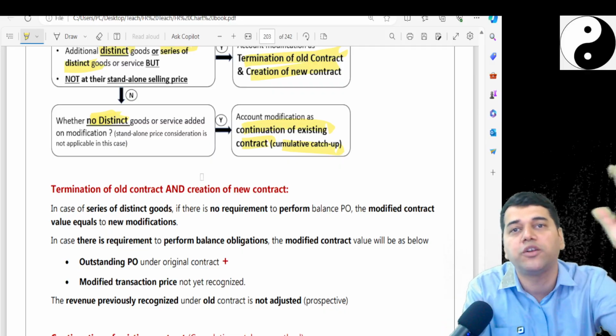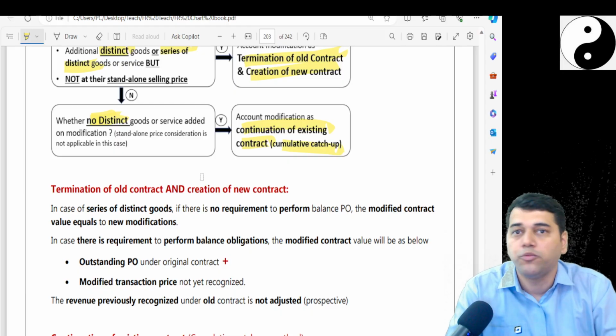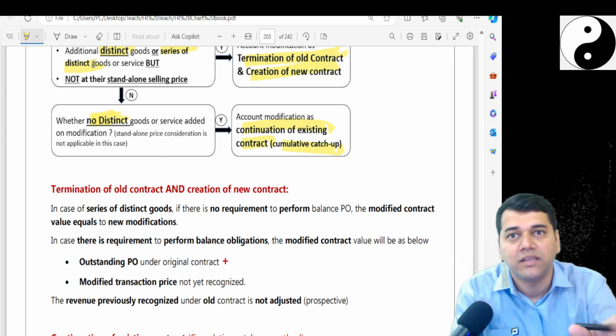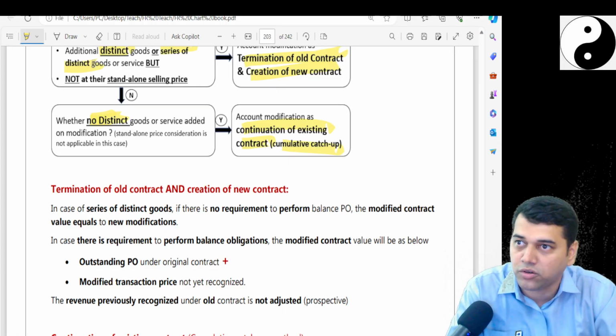You just do the cumulative catch-up adjustment. You don't, because there is nothing new product to be recognized. No, to distribute into 3, that extension, is it a product? Is it a distinct product? No. So there is no question.